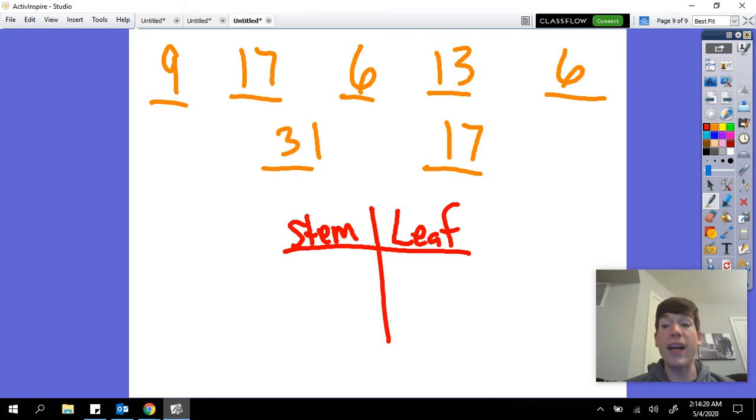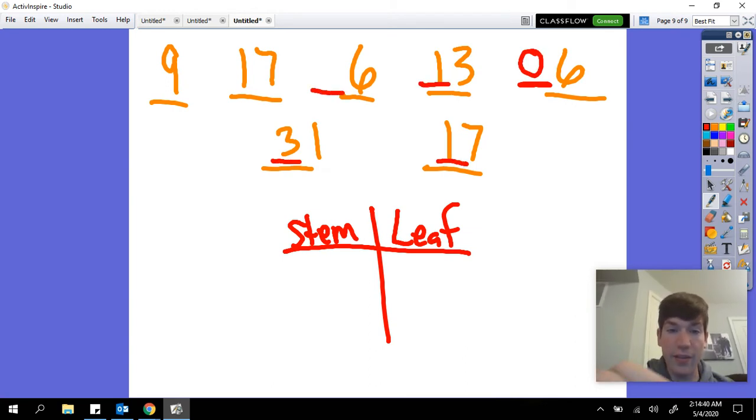Remember when we're organizing into a stem and leaf plot, we're looking at our first digit, which in this case is always going to be our tens place. So our stem is going to represent our tens place. And remember, if it's a single digit number like this, then the 10 is 0. So we're always looking at our tens place. And that's where we're going to end up in the stem. So we have a stem of 0, we have a stem of 1, we have a stem of 3.